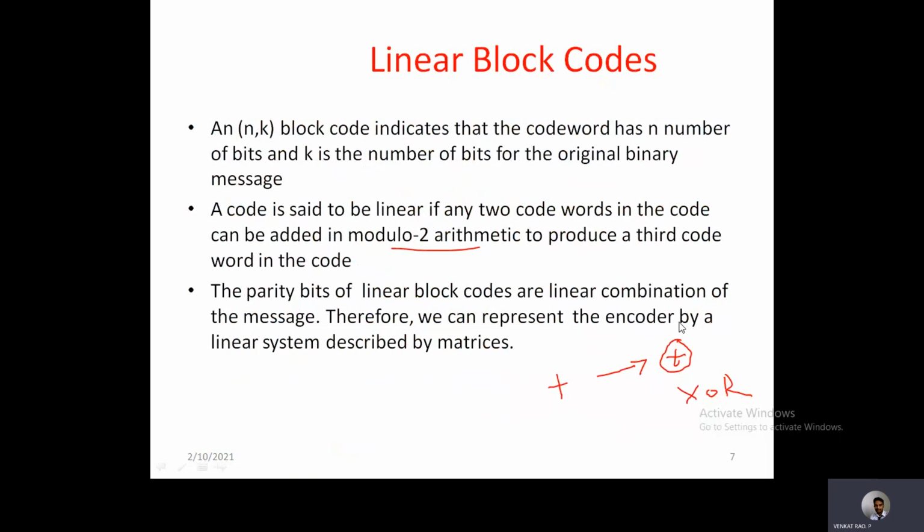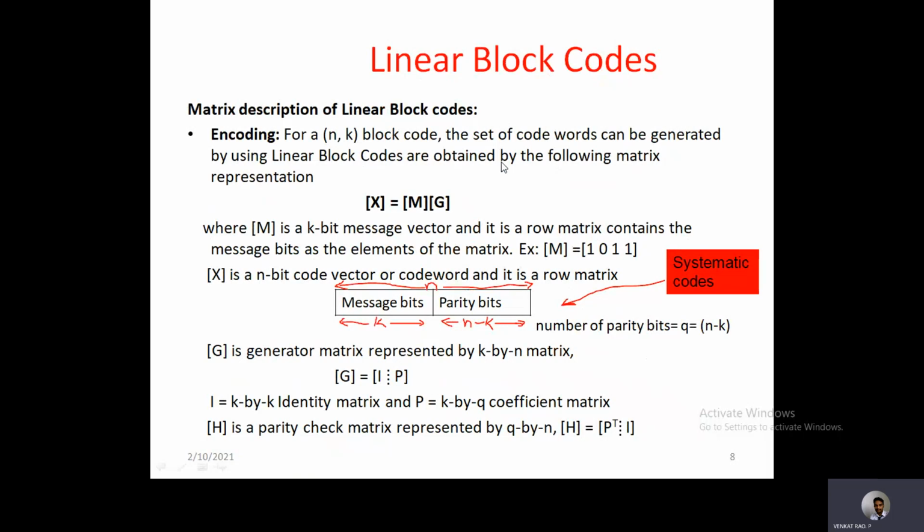Therefore, we can represent the encoder by a linear system described by matrices. Because we are using linear combinations, you can easily describe it by matrices. That's why all the linear block codes are represented in the form of matrices. Anyway, what I have explained in these statements, I will explain again by taking examples. Now look at this: how the linear block codes are represented in the form of matrices, and in the same discussion, I will explain what the encoding procedure is.